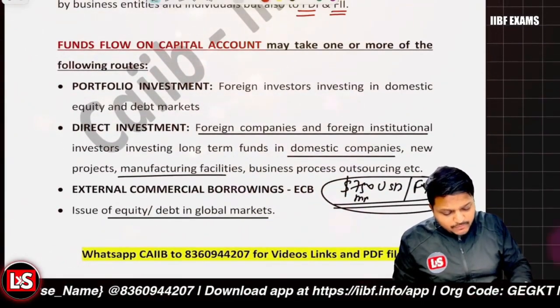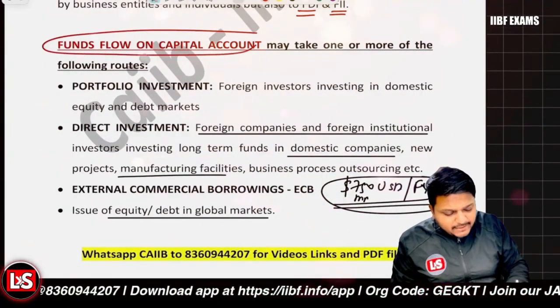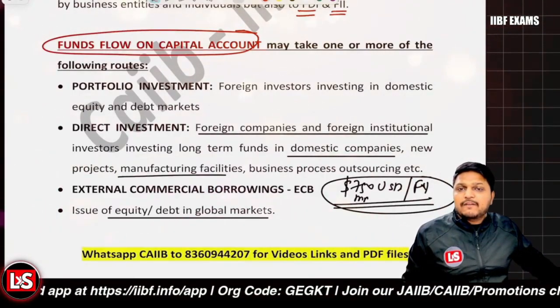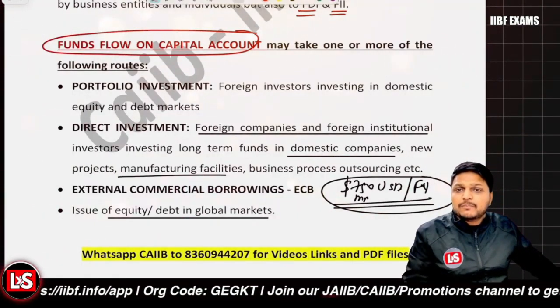So it's related to the fund flow on the capital account. Clear with it? Do confirm.